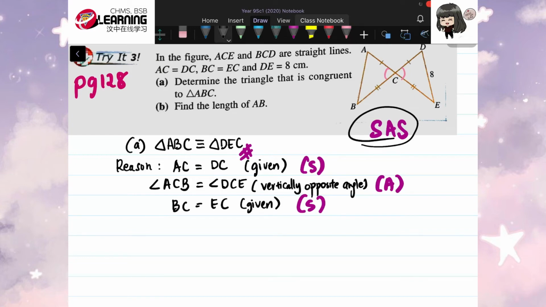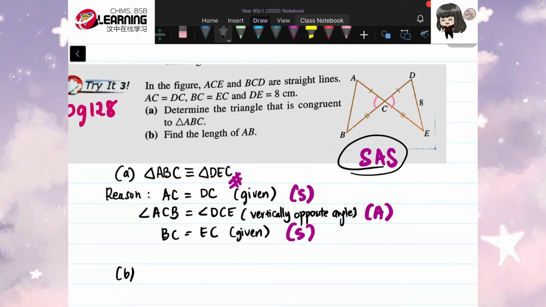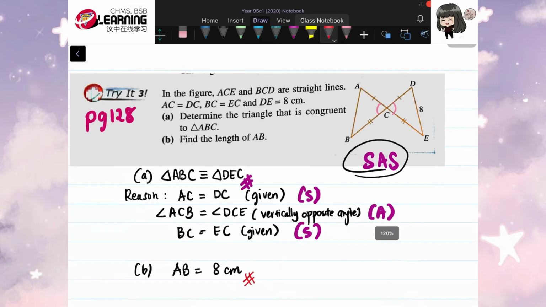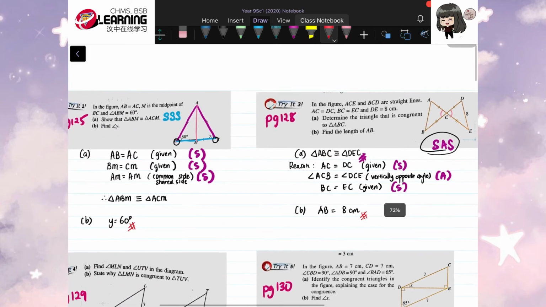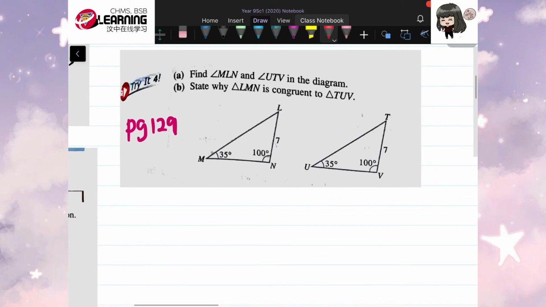Okay, part B. Find the length of AB. Since you already showed that they are congruent, it means that AB is equal to 8, because you already proved in part A that they are congruent triangles. So AB therefore is equal to 8 centimeters. Okay, that's for try it 3. Now let's go to try it 4.